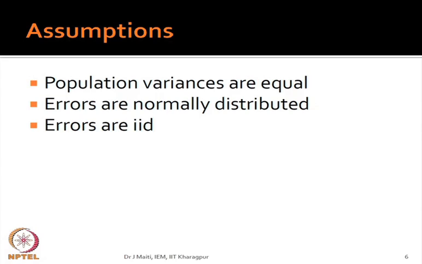Now, I will first explain how to test the equality of population variances. If this assumption 1, that is equality of population variances, is not satisfied, what will happen then? You cannot use the traditional ANOVA. Okay, there are some other methods, but you have to go a different way of doing things, but here this assumption is vital for us.